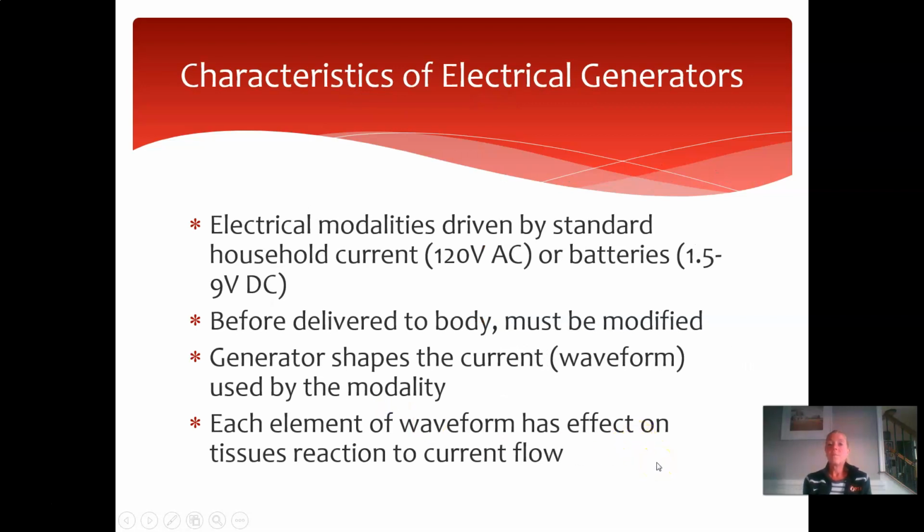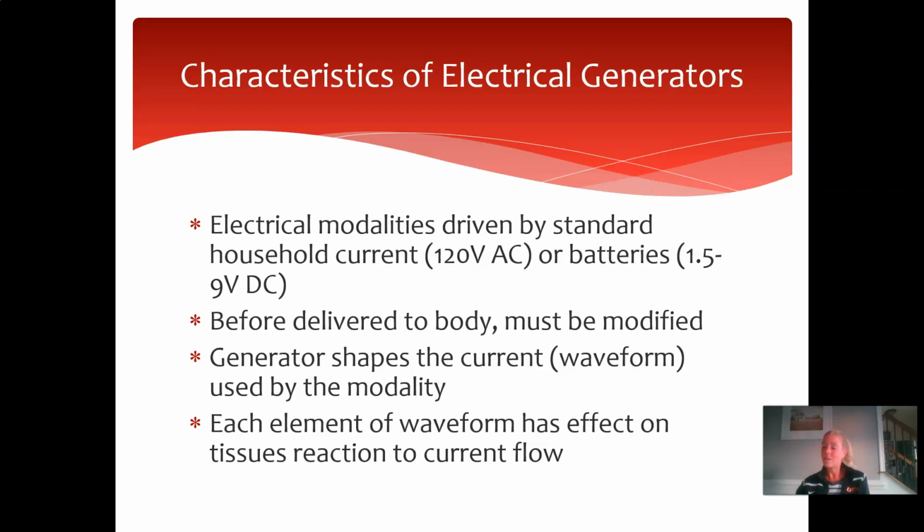All right, so some characteristics of electrical generators. The modalities that we use in the clinic are typically running off standard household electricity. We plug them into the wall, or they might run off batteries. In which case, we just need to make sure that we have enough batteries in reserve in case they run out.